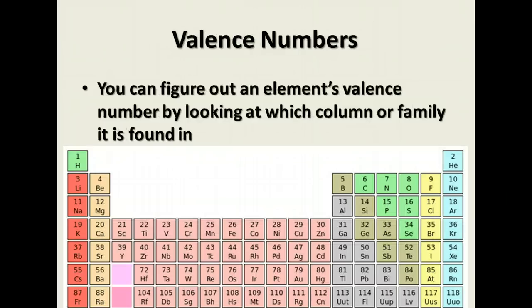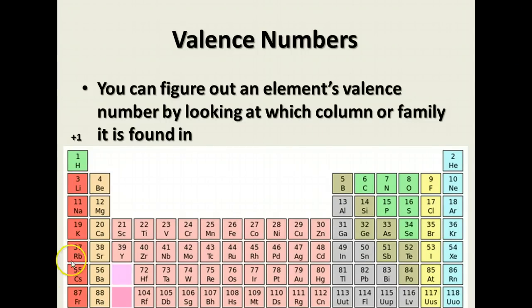Now, you can figure out an element's valence number by looking at the column or family it's found in. The columns or families are numbered as they go across 1, 2, 3, 4, 5, 6, 7 to 18. And if you look at those, you can tell how many electrons it will gain or lose. If an atom loses an electron, remember electrons are negatively charged, then it's going to have a positive charge because it will then have more protons than electrons. If an element gains electrons, then it's going to have a negative charge, because it will have more electrons than protons, more negative charges than positive charges.